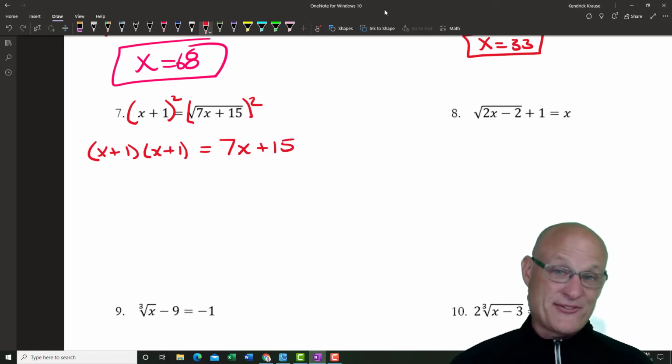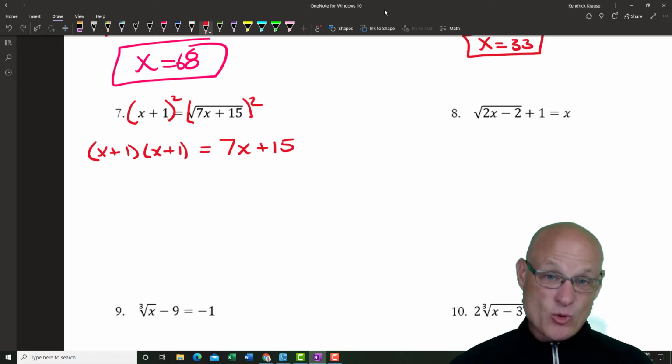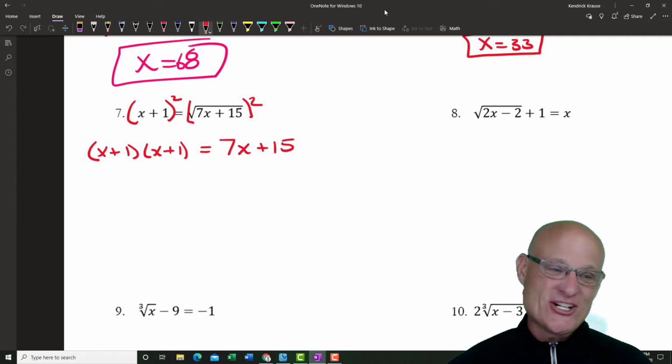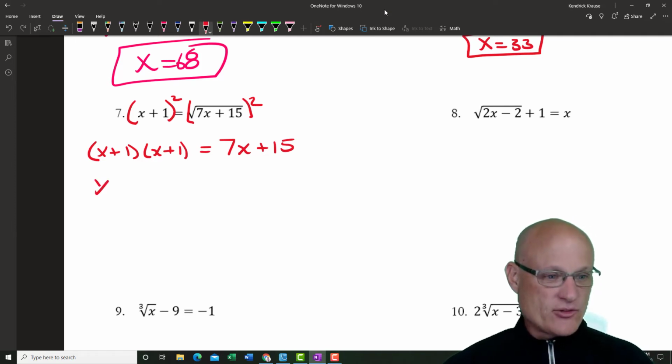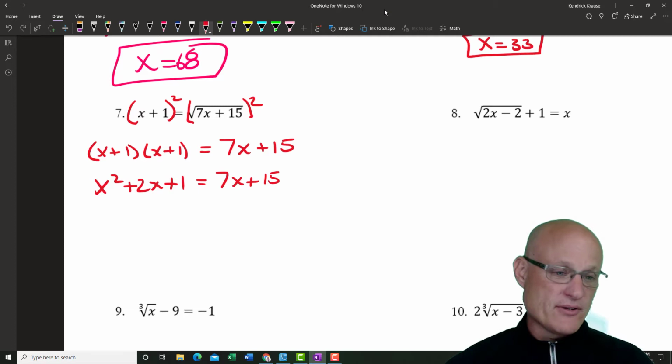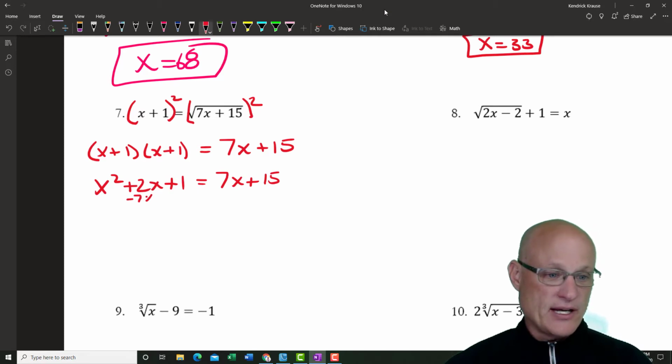Now, squaring the left side gives us a quadratic that we're going to end up having to, oh, you said it, factor. So what do we got? We got x squared plus 2x plus 1 equals 7x plus 15. Everything goes to the left, so we're subtracting 7x, subtracting 15. So I get x squared minus 5x minus 14 equals 0.